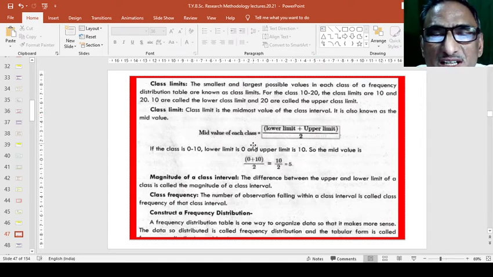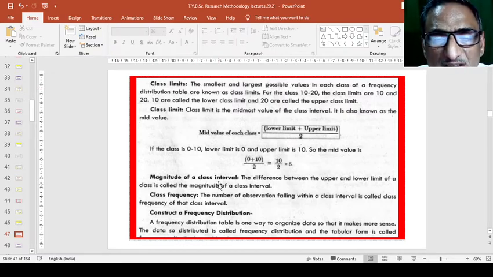So mid value of each class is lower limit plus upper limit upon 2. Means if the class is 0 to 10, lower limit is 0 and upper limit is 10. So the mid value is 0 plus 10 upon 2, is equal to 10 upon 2, is equal to 5. This is very simple. If we conclude about 10 to 20, lower limit is 10 and upper limit is 20. So 30 upon 2 is equal to 15. So our answer of this question is 15. So likewise the class limit is to be calculated.